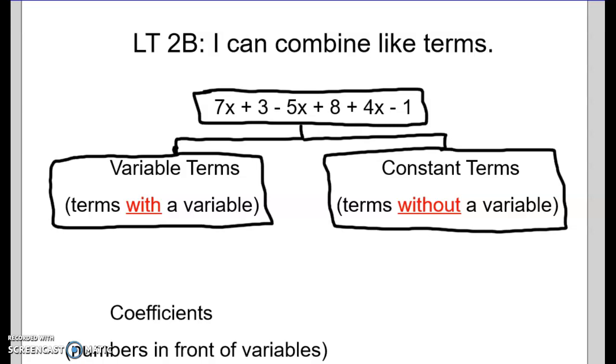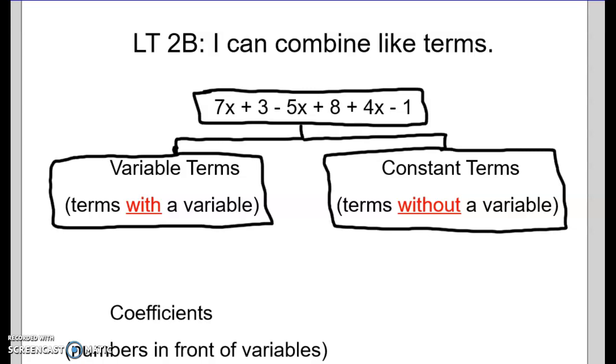All right, so now we're going to start taking notes on the next section of Unit 2. Learning Target 2B: I can combine like terms. So you should have your math notebook out, or if you don't have your notebook, have a sheet of paper so that you can take notes of what you see me teaching you about combining like terms.